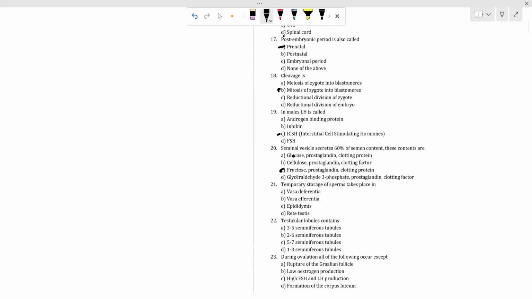So come to the 21st question. Here it is asked where the temporary storage of sperms takes place. You already know it is the epididymis. It is released from the seminal vesicles.